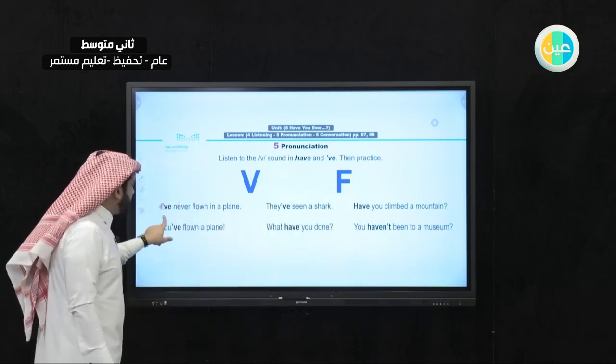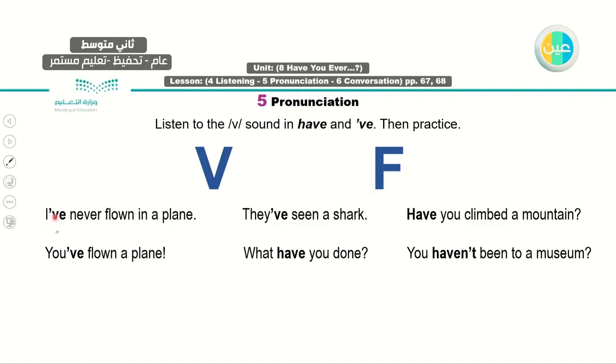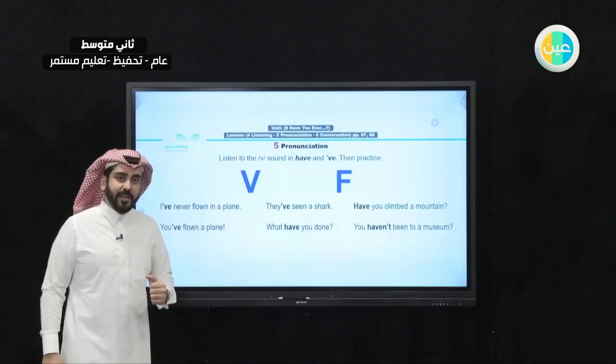So the first one we have here is, I've never flown in a plane, okay? So I'm going to say this slower, okay? I've never flown a plane. So you notice the difference in this sound and in this sound. I've never, so also here we have v. I've never flown in a plane, okay? So I'm going to say this quickly and repeat after me, okay? I've never flown in a plane. One more time. I've never flown in a plane.